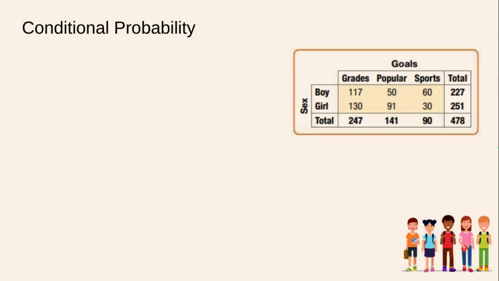We're going to be talking about something called conditional probability. And this is about the point where probability starts to get a little bit more challenging. So buckle up your seatbelts.